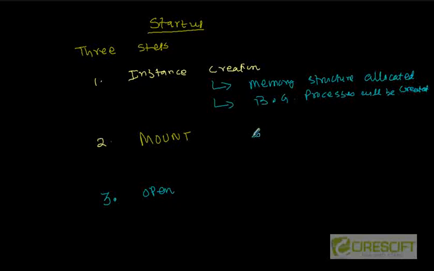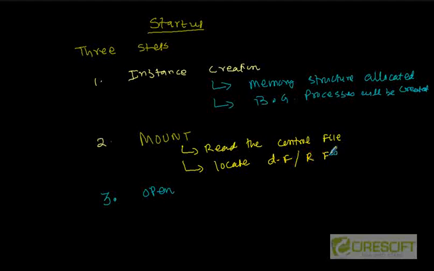Then in the mount stage, the instance reads the control file, because the instance will read the control file and locate where the data files and the redo log files are. So it locates the data files and redo files.